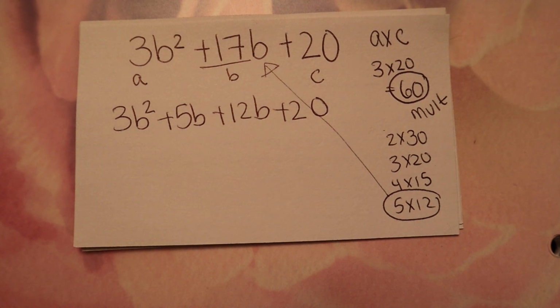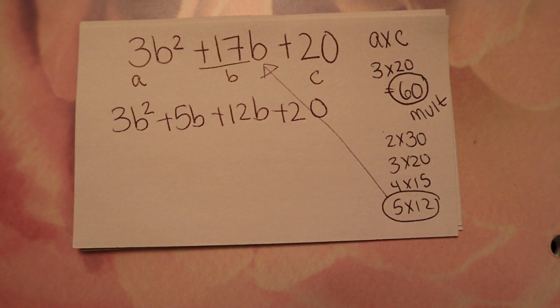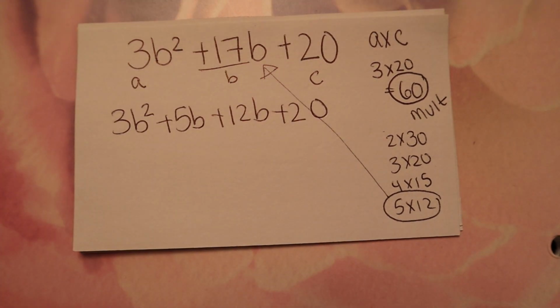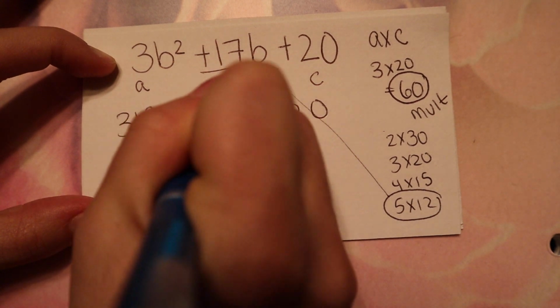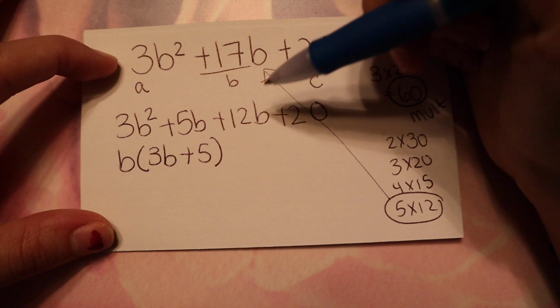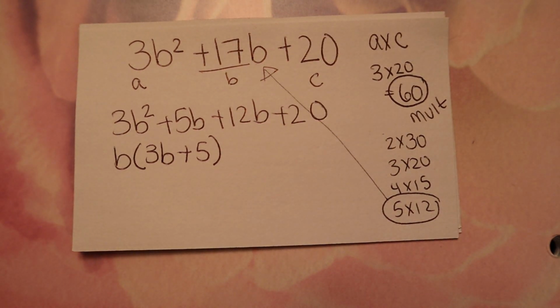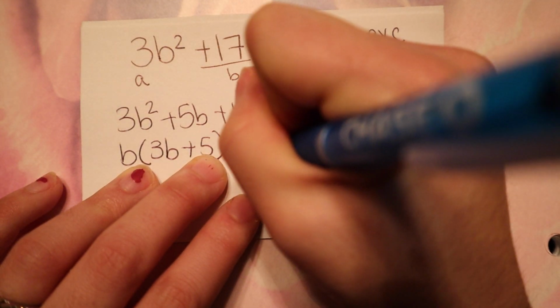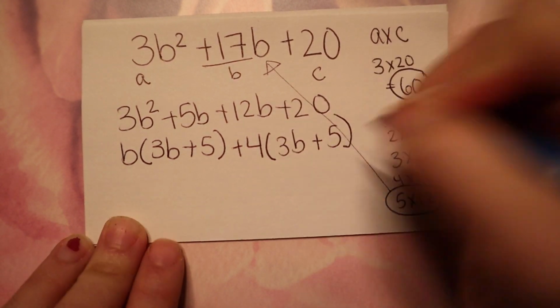And what you want to do now is factor by grouping. So you want to take groups of 2, and you want to pull out what's in common. All right, so why don't we factor out the b in this case? Then I'd be left with 3b plus 5, because b is in common to both. Now over here, what goes into both 12 and 20? You want to think of your greatest common factor. I'm going to pull out a 4. It's going to be 3b plus 5.